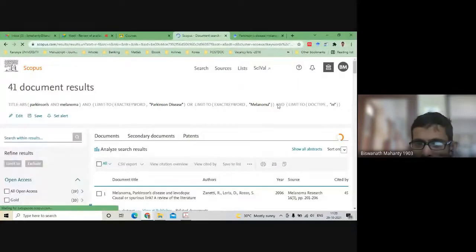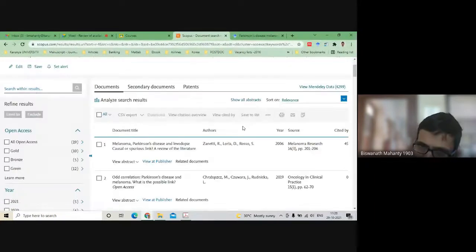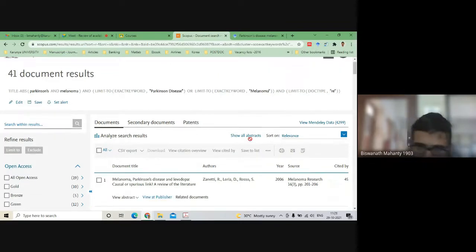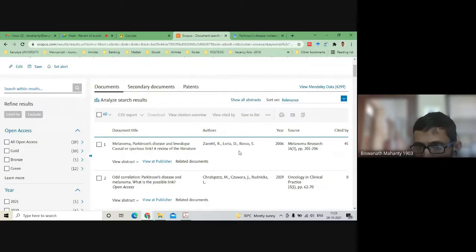So I'm getting now 41 articles. What are those articles? These are the articles which are review papers, having the keywords Parkinson's disease and melanoma, and these words should be there in the title and abstract. Very, very relevant papers are coming. Now it is your time to read those papers.